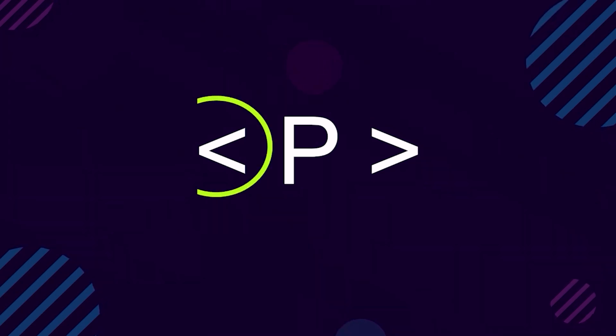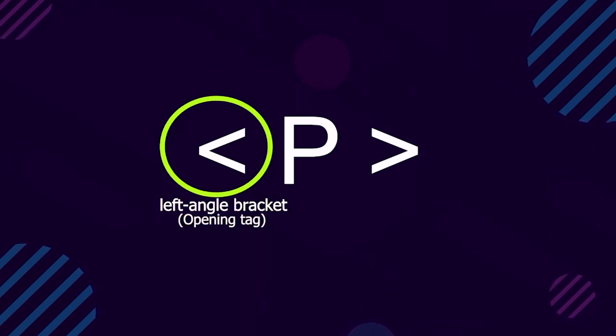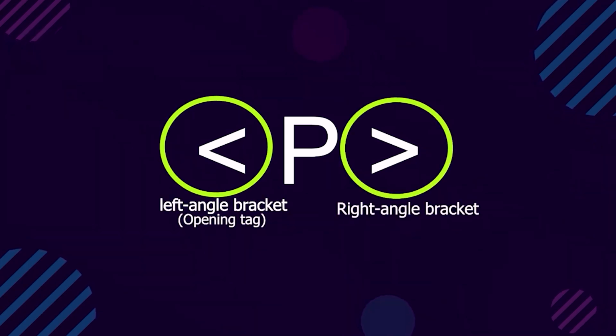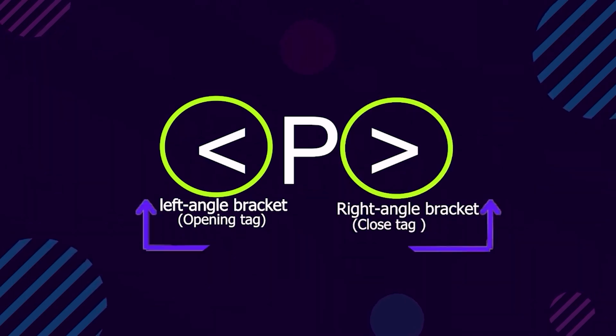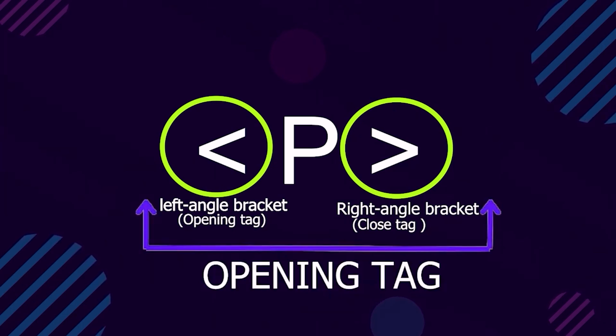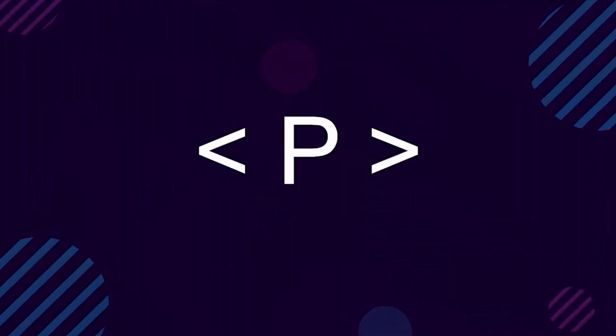This is the left angle bracket. It's the opening tag, and this is the right angle bracket. It's the close tag. And all of this is under the name opening tag, because we have the opening tag and the closing tag, and this is a character in the code, and this has a job: making a simple text.